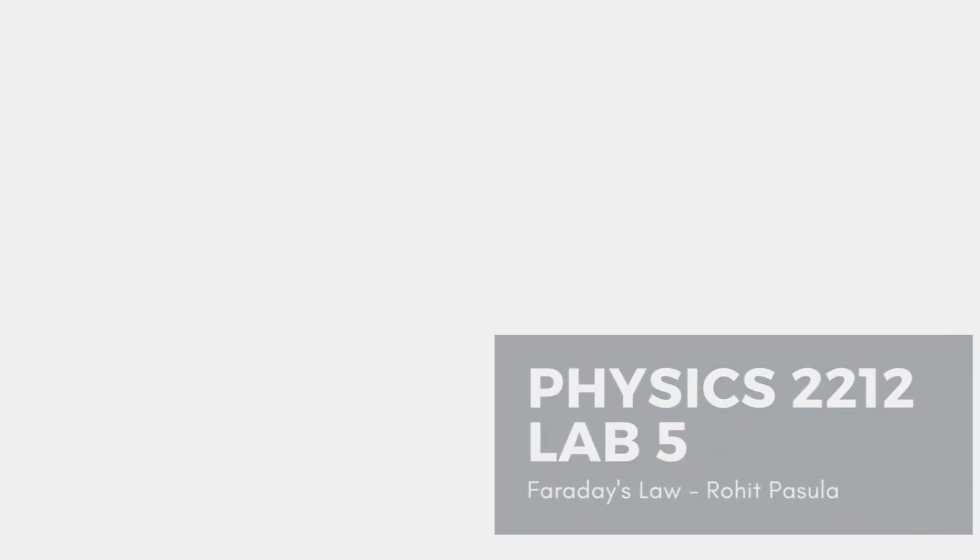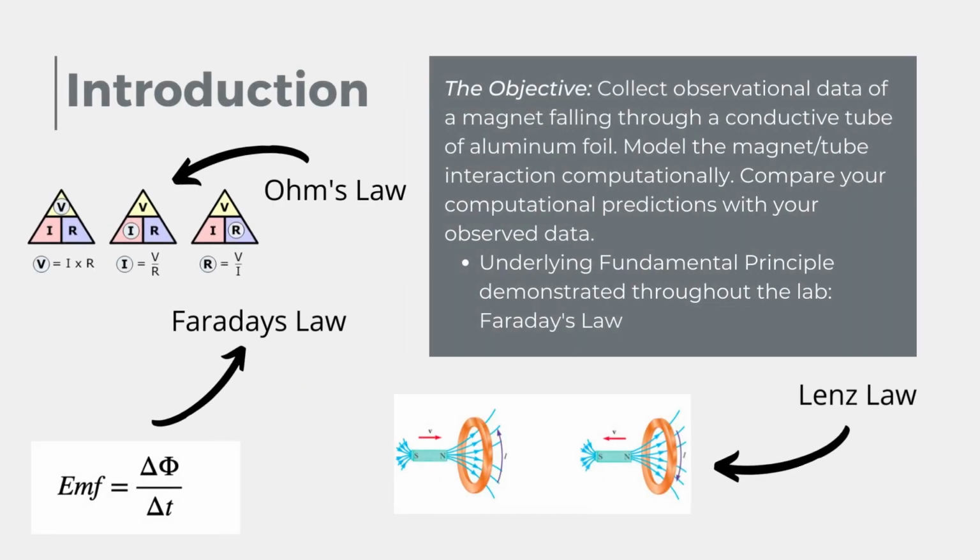The objective of the lab is essentially to collect observational data of a magnet falling through a conductive tube of aluminum foil. Afterwards, we will model the magnet interaction computationally through a program called GlowScript. The fundamental principle demonstrated throughout the lab is Faraday's Law and Lenz's Law.